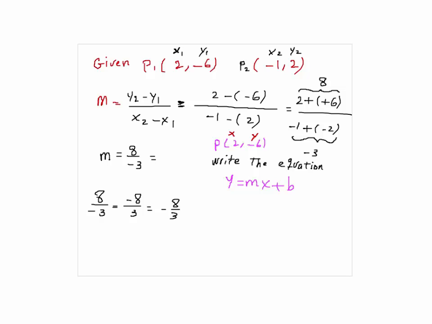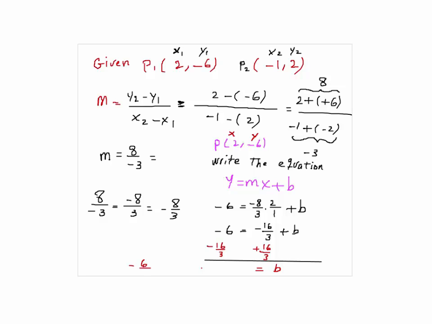So here we get negative 6 is equal to m is minus 8 over 3, and x is 2 over 1. Then I can solve for b. So you get minus 6 is equal to minus 16 over 3 plus b. To solve for b, what do we do? Anyone? You get b by itself. Right. So we have to add 16 over 3 to both sides of the equation. So that's how you can isolate the b. So b would be equal to negative 6 over 1 plus 16 over 3.